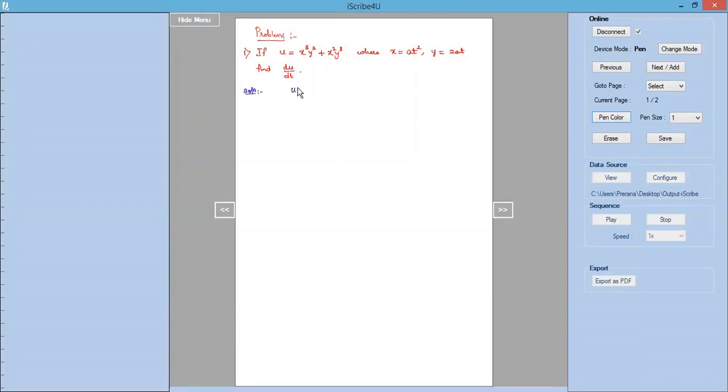Here it is given that u is a function of x comma y, and x comma y are functions of t. So therefore we can say that u is a function of t, and hence the total derivative du by dt exists. So du by dt is defined as dou u by dou x into dx by dt plus dou u by dou y into dy by dt.